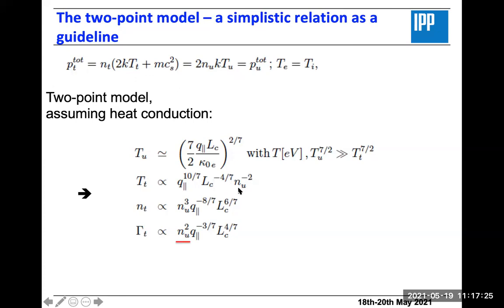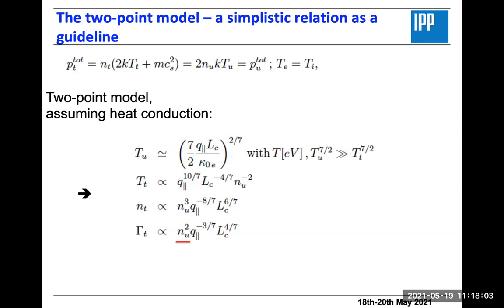And then it has a strong inverse dependency on the upstream density, which means this formula tells you if my plasma density is low, my target will be hot. If I have high upstream density, my target temperature will be low. This is what these relationships tell you. That's why I put in just the proportionality factor, not the equation of this two-point model, because you shouldn't take these two-point model things for the sacred holy grail.